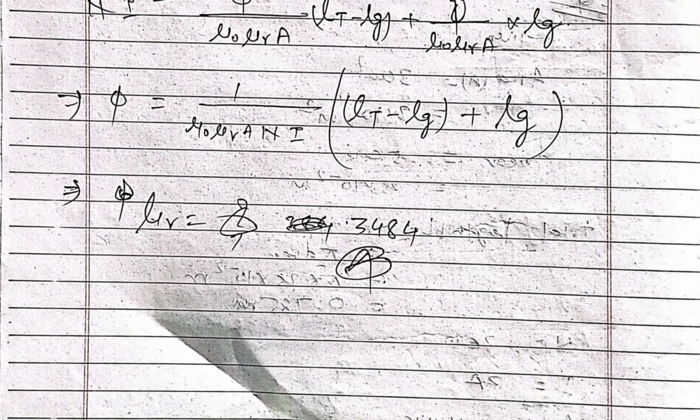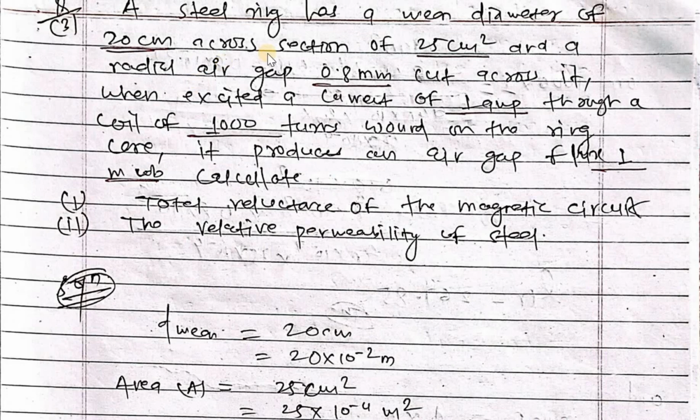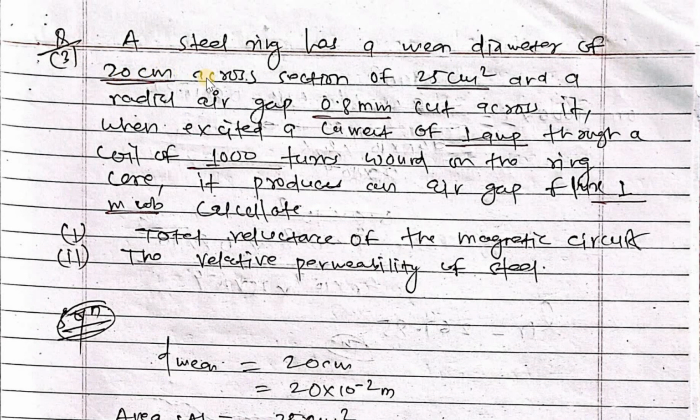Relative permeability is 3484. Similarly, the next numerical problem: a steel ring has a mean diameter of 20 centimeter, cross-section of 25 centimeter square, and a radial air gap of 0.8 mm cut across it. When excited with a current of 1 ampere through a coil of 1000 turns wound on the ring core, it produces an air gap flux of 1 milliweber. Calculate the total reluctance of the magnetic circuit and the relative permeability of steel.